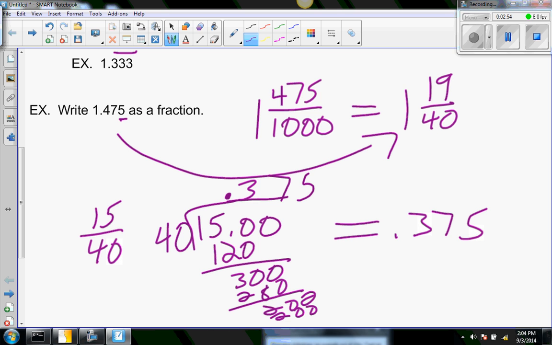That's really about all there is to this first section. It's just writing fractions as decimals and decimals as fractions, either way, back and forth. And then just understanding what a rational number is.